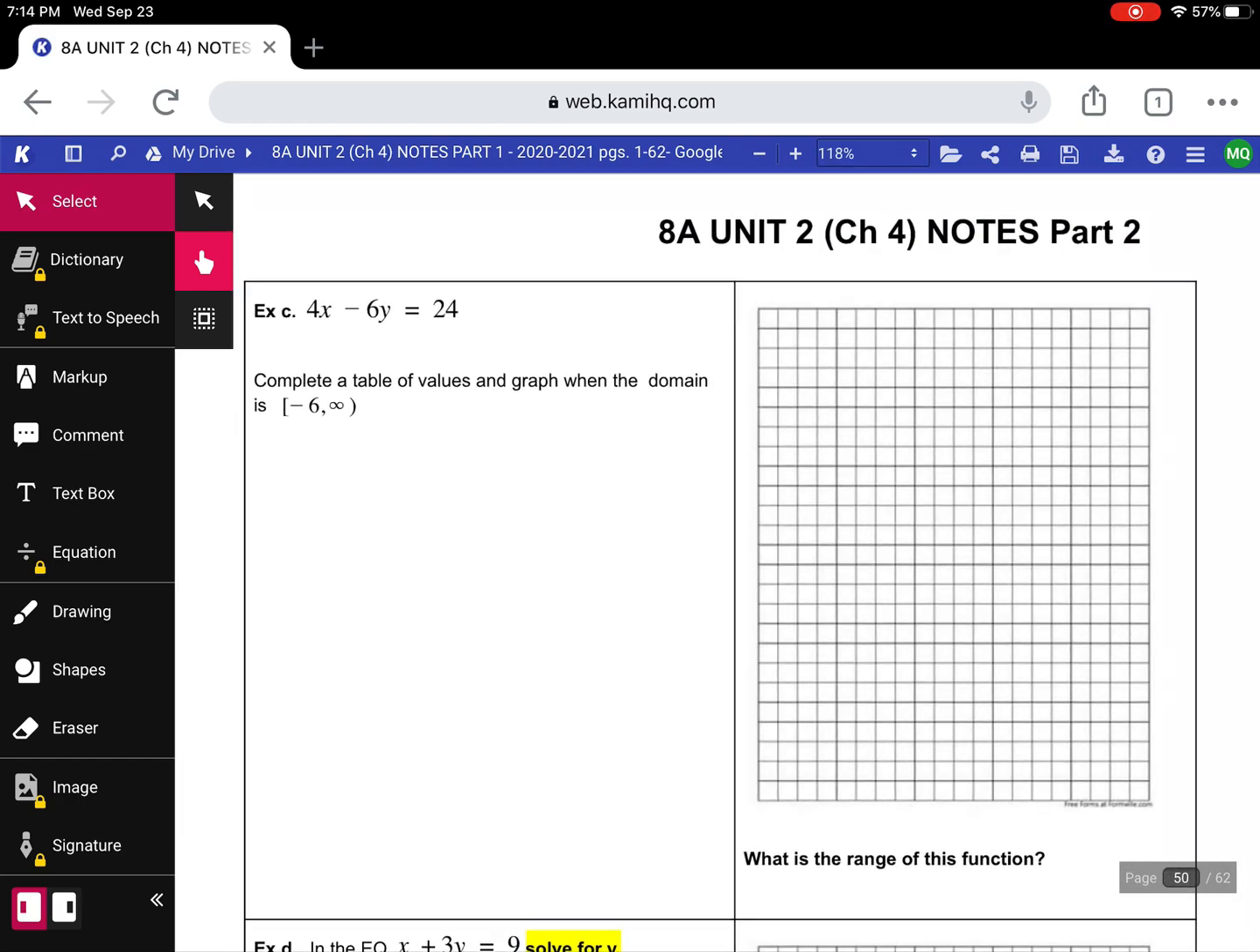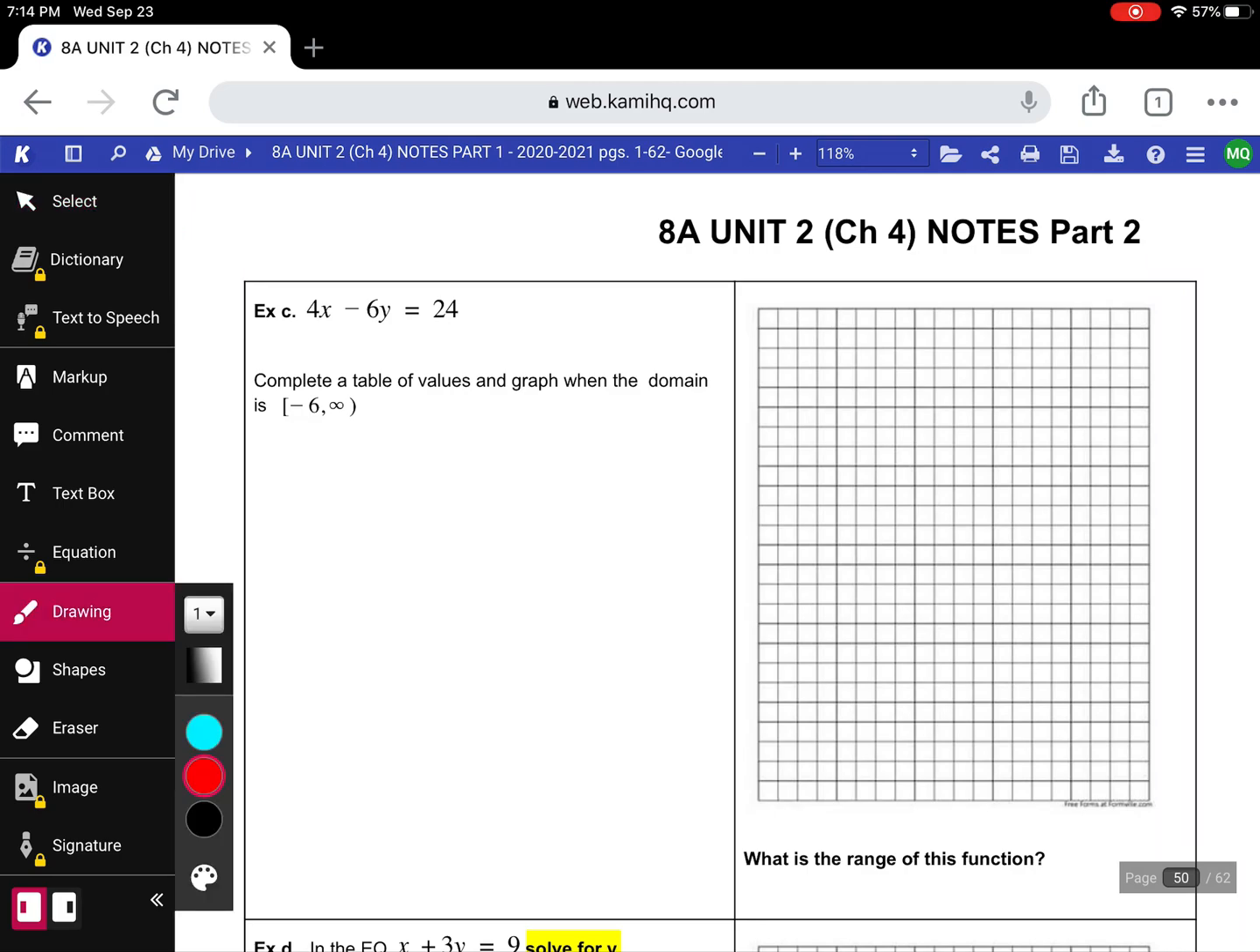Now, why I picked this one, it's super important. It's because when we graph it, it says complete a table of values. Yeah, we can do that in graph when the domain is -6 to infinity. That means that I can pick values for x that are -6 and increasing, okay? But I'm not going to go below -6 because I have a restricted domain, okay? So if you want to remember that term, I call it a restricted domain, okay? Just right here, okay?